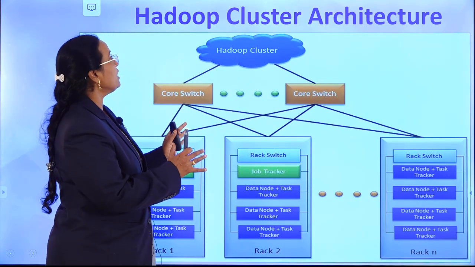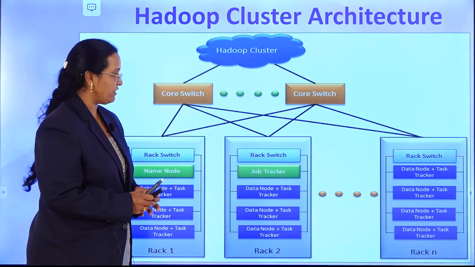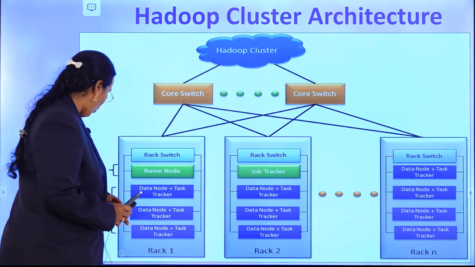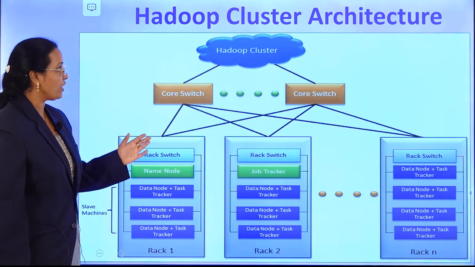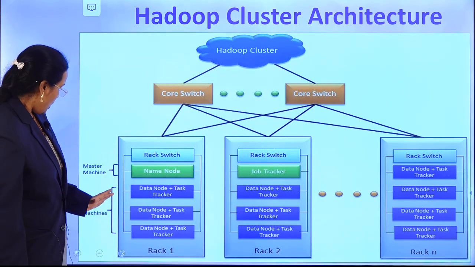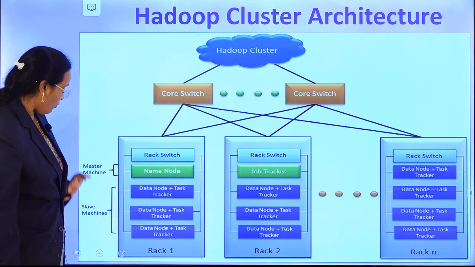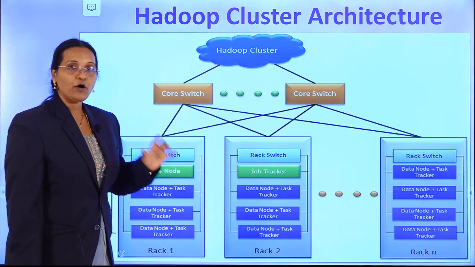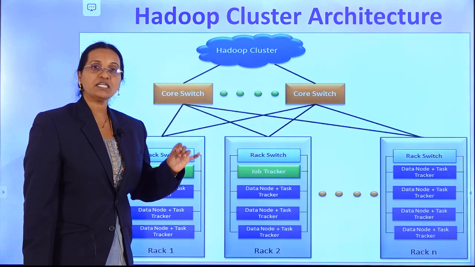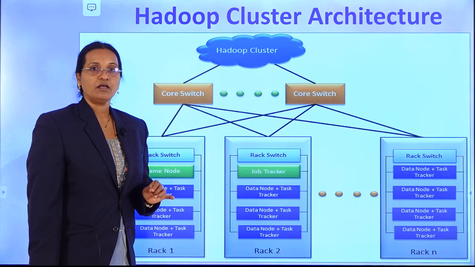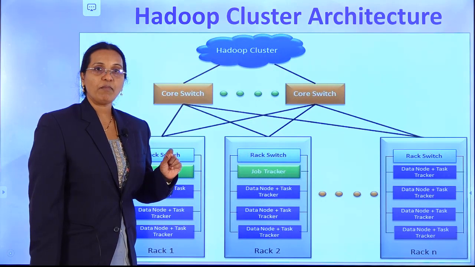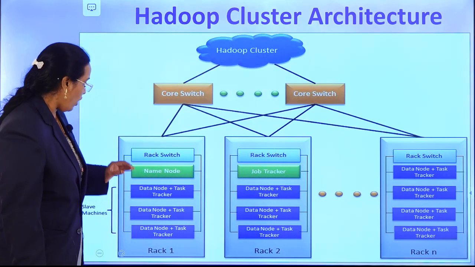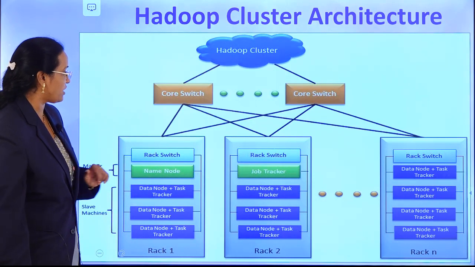So the original Hadoop cluster will look like this. Let us see here. You can see the cluster here. I have a master and slave. As we have already discussed, the Hadoop cluster is based on master-slave architecture. So I have slaves and I have master, right?